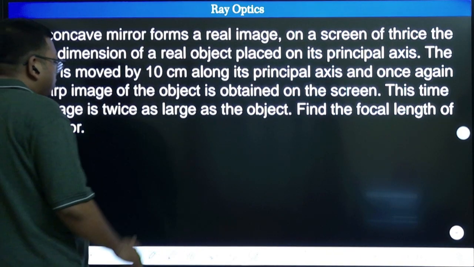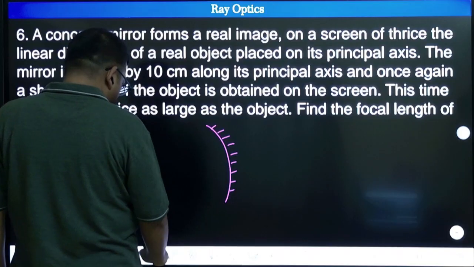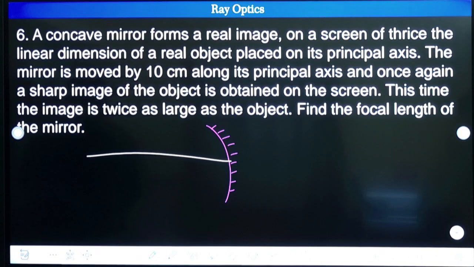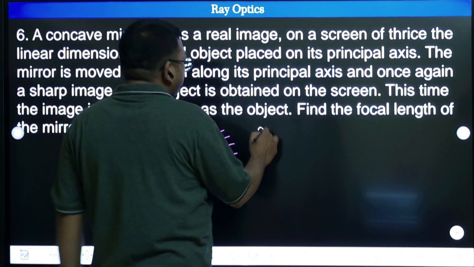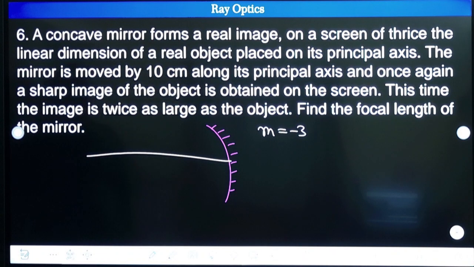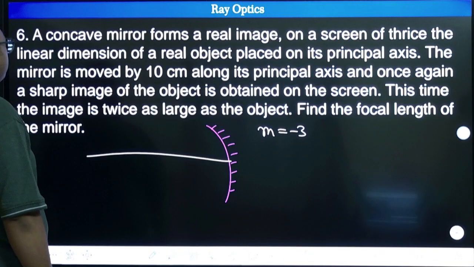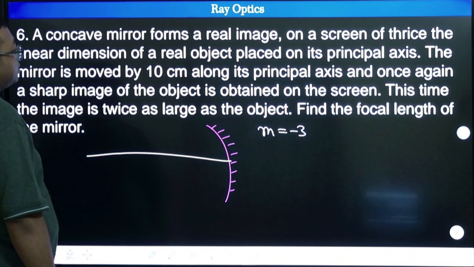So they are talking of a concave mirror. This concave mirror is forming a real image on the screen of thrice the linear dimension. So magnification is going to be -3 the first time. It is given -3. The mirror is moved by 10 centimeters along its principal axis, so we are increasing the distance, and once again a sharp image of the object is obtained. This time the image is twice as large. Find the focal length.